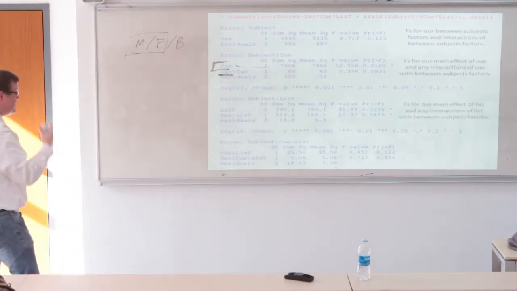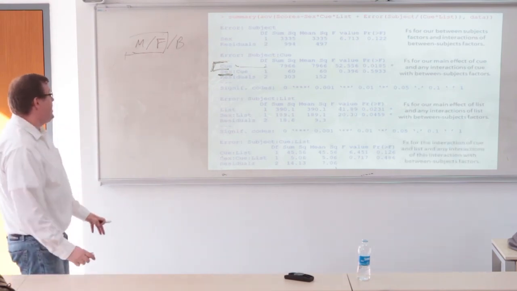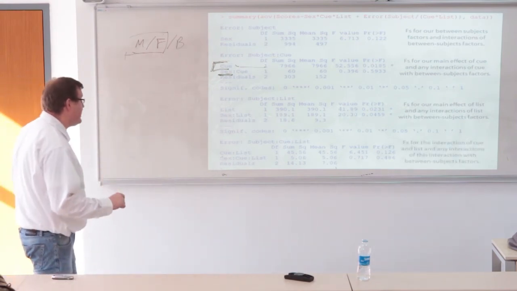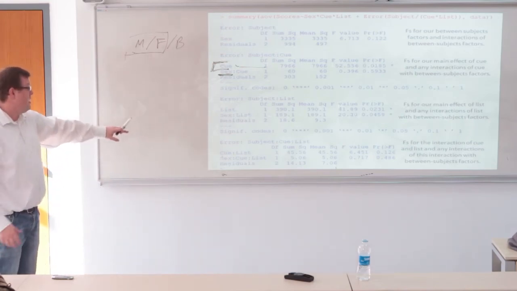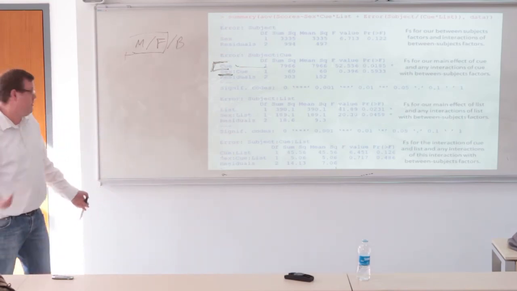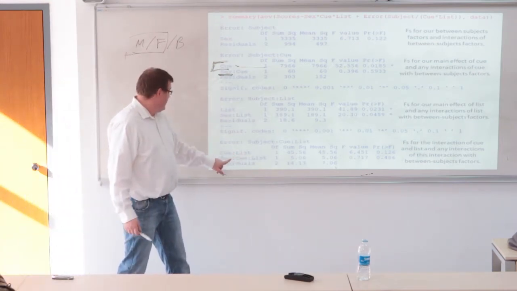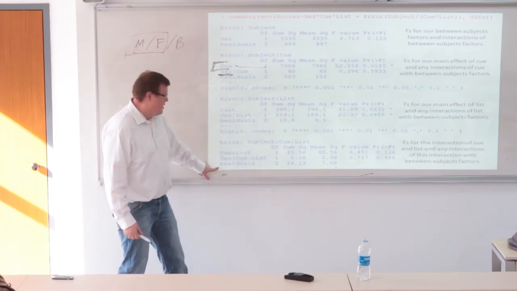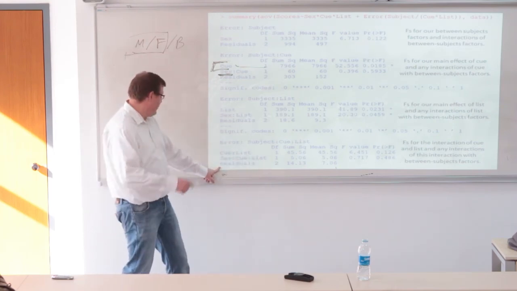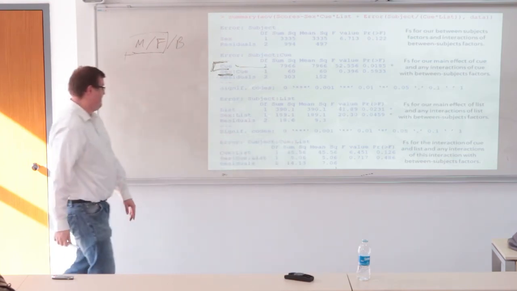Same thing for the effect of list. And then finally, for our interaction, we have the F's for the interaction of Q and list, and any interactions of this interaction with any of the between subject factors. Here we only have one, sex. So we have the Q and list interaction, the sex, Q, and list interaction, and then the residuals, which is like the subject, Q, list, right?